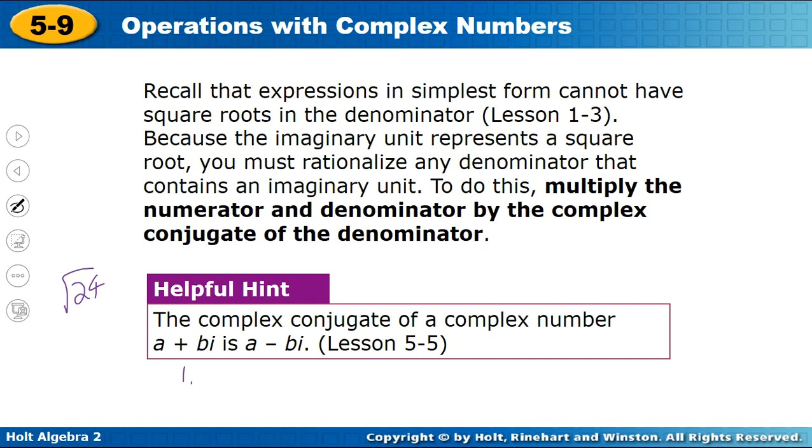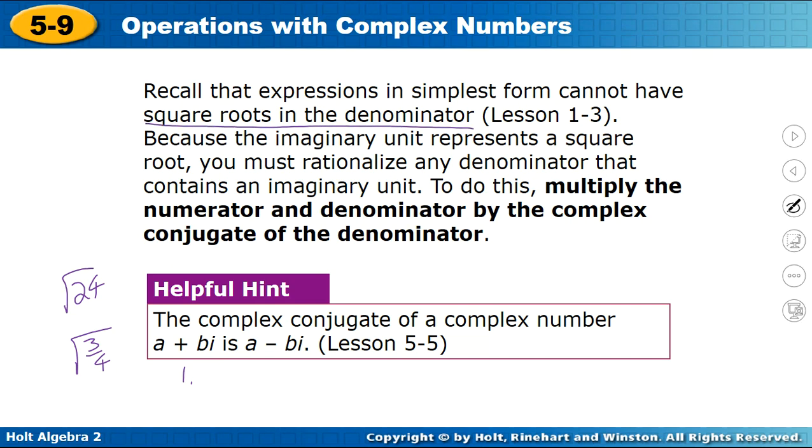That was rule number 1. Rule number 2 said we couldn't have any fractions inside my radical. So I couldn't have something like the square root of 3/4. That would not be simplified. But the very last rule, the third one, said that we could not have the square roots in the denominator. Okay? So that's the issue that we're going to run into again here.